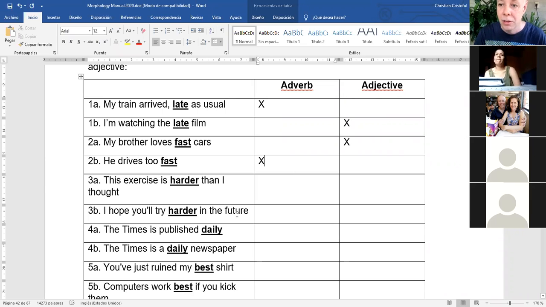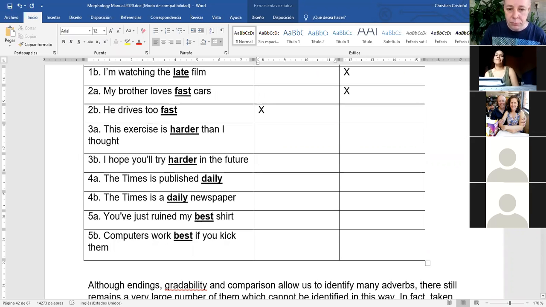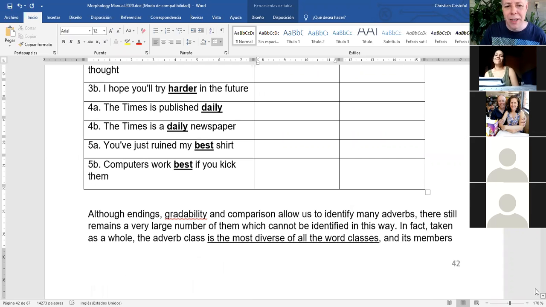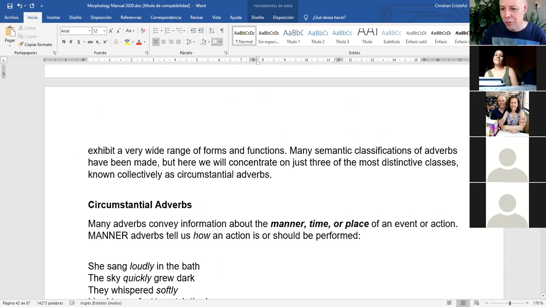This exercise is very good because they are using the same word with different functions. One as an adjective, one as an adverb. So that you can see the difference. So very, very good exercise. I like this exercise very much. Then it talks about great ability, etc., etc. That's not very important.